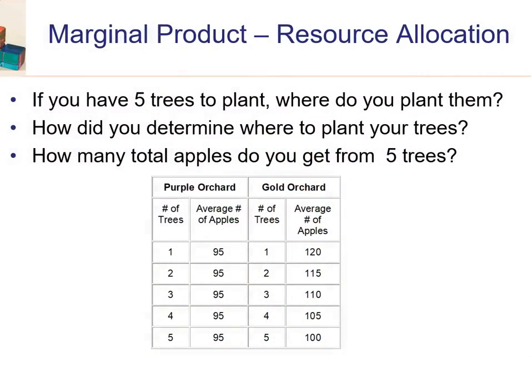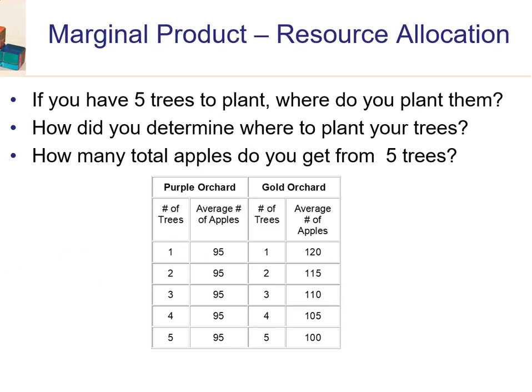Suppose you are a company in charge of planting trees, and you have 5 trees to plant. You want to figure out in which orchard you should plant your trees in order to maximize the number of apples that you get. So you've got 2 orchards at your disposal, a purple orchard and a gold orchard. You want to determine where you should plant these 5 trees. You don't have to plant all 5 trees in the same orchard. You could have a combination of orchards employed. So you also want to know how many total apples you will get if you optimize your 5-tree planting.